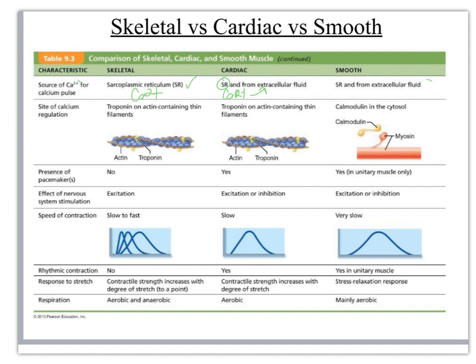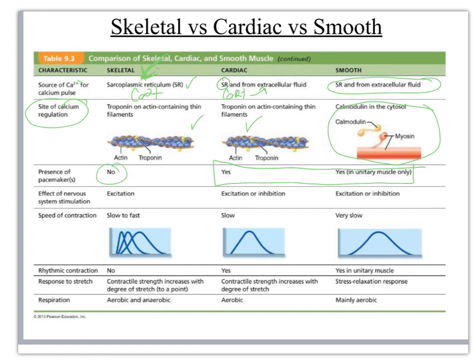All right, in smooth muscle, you're getting it from the same place as cardiac. So that's a difference. With skeletal, you are not getting calcium from the extracellular fluid. All right, where do you regulate the calcium? Around the troponin, but we don't have this same mechanism in smooth muscle. So you've got these little doohickeys called calmodulin in the cytosol that regulate it. All right, and I won't ask you to explain it, but just be aware of it. All right, cardiac and smooth will have pacemaker cells, whereas skeletal will not. Skeletal only excites, but cardiac and smooth can excite or inhibit.